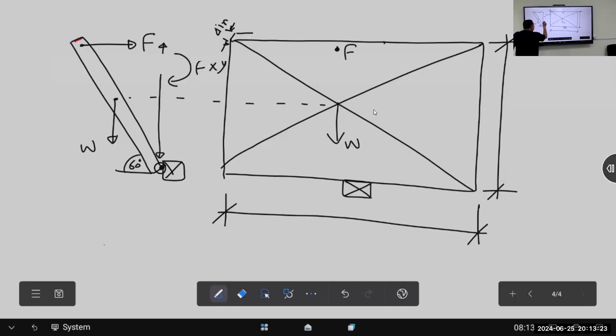Correct or not? W, weight multiplied by distance. Where is the distance? X. Correct or not? The moments resist each other. If the weight is too much, F is too much. If the weight is less, F will be less, according to the load, the weight of the panel.